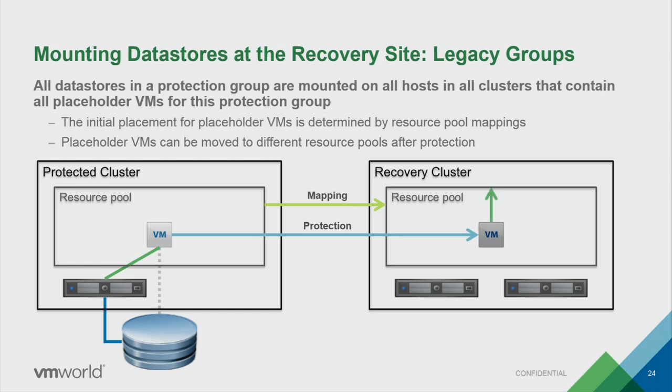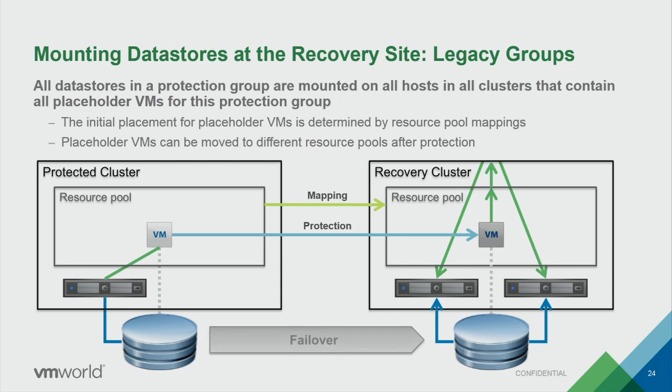So when we do a failover, we traverse from the placeholder VM to the resource pool, and then to the cluster, and from there we traverse to hosts, and then we fail over the data store, we mount this data store on the two hosts. So that's it for legacy groups.